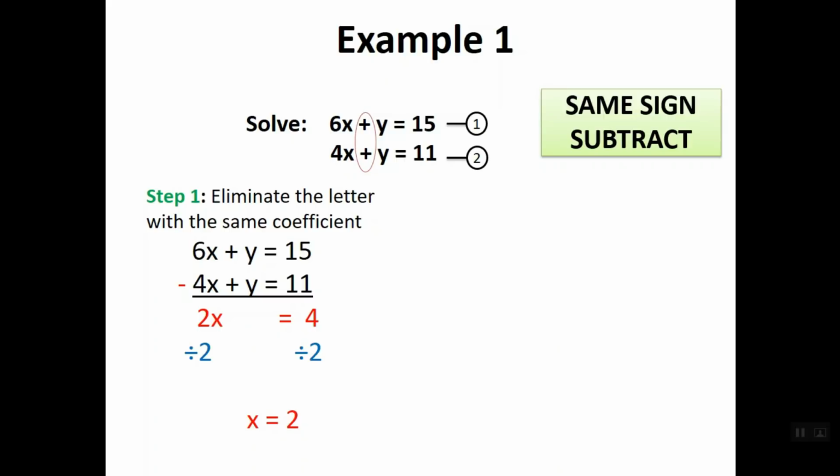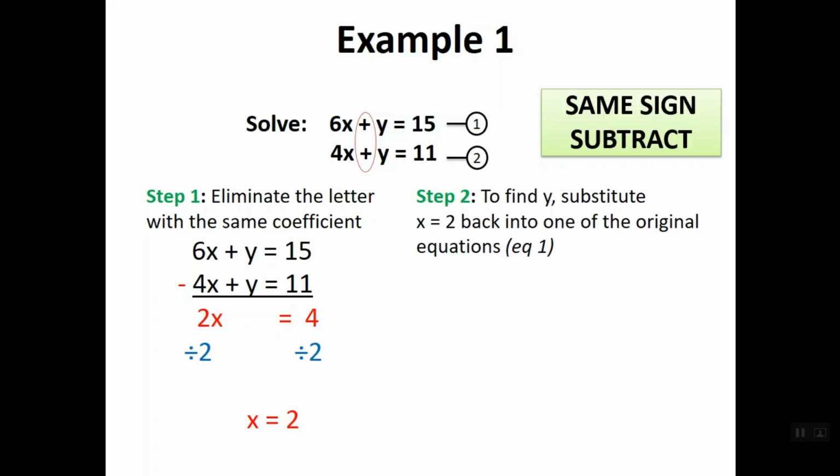Now I know that my x is equal to 2, so my step 2 now, guys, is to find y, and in doing that I will substitute my x equals 2 back into one of the original equations. To be honest, it doesn't really matter which equation you use, but in this case I'll use equation 1. So using equation 1, I'm doing 6 times 2, because equation 1 says 6x, but now I know that my x is equal to 2, so I do 6 times 2 plus y, I write it back, equals 15.